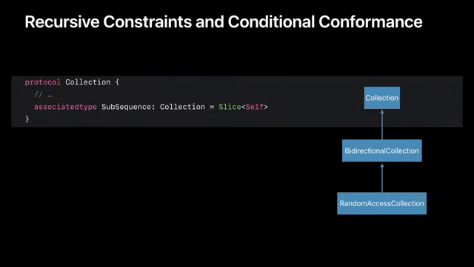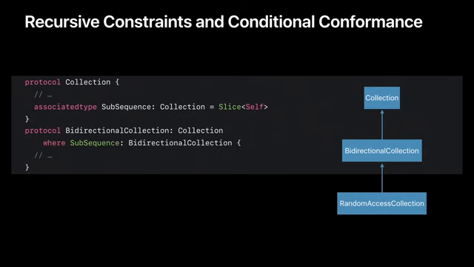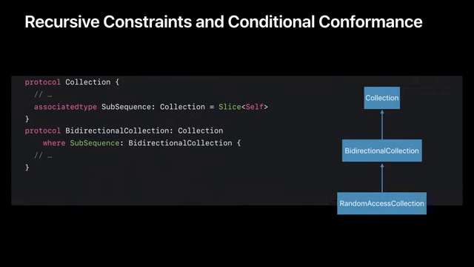This is particularly important because we want the default associated type for subsequence, the slice of self, to work at every level of the collection hierarchy. Slice is always a collection. When we go ahead and create the bidirectional collection protocol, it now requires that the subsequence type also conform to bidirectional collection. The slice adapter's conditional conformance to bidirectional collection, which kicks in any time that self is known to be a bidirectional collection, satisfies that requirement.